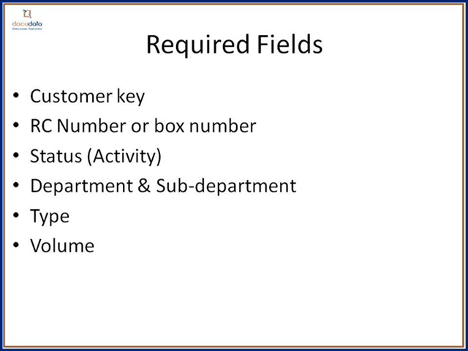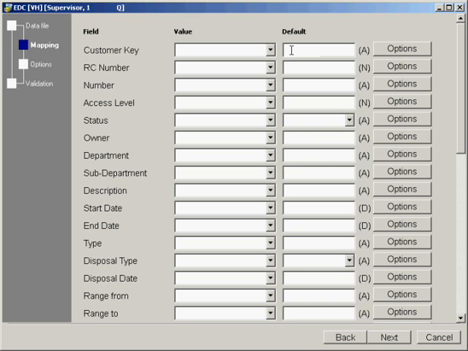EDC requires the customer key in order to match the correct account. Either the RC number if the box already exists, or the box number in order to match the box for updates, or if the box does not exist, a box number. The activity or status of the box, whether it's in, out, or pre-add, department and subdepartment, the document type, and also the volume of the box. The remaining fields are descriptive and may be very important for finding boxes, but are not required in order to perform the import. We will enter the customer key as a default value.